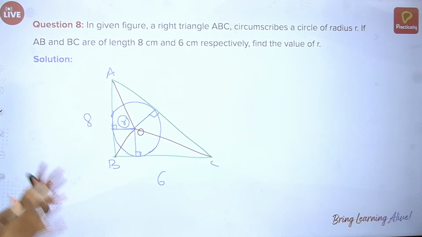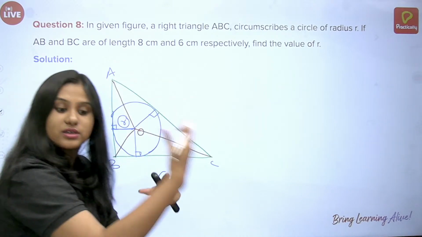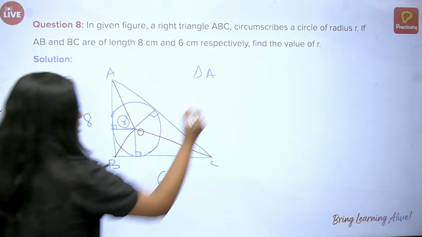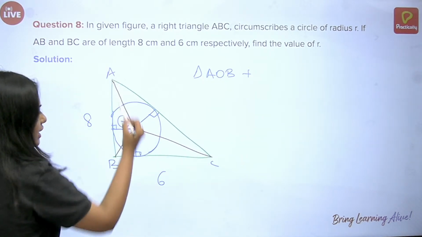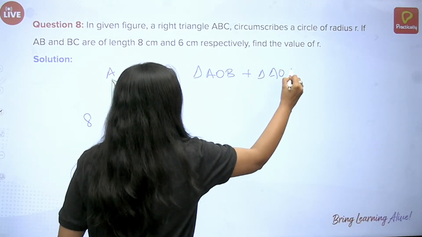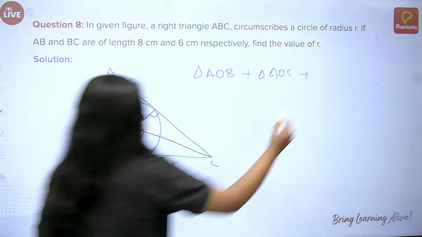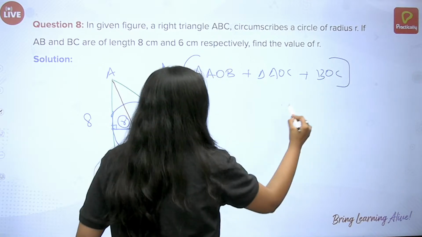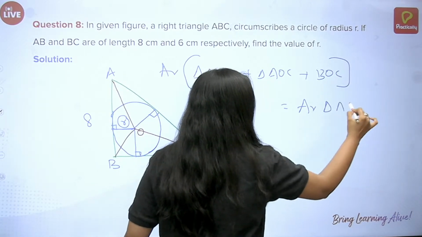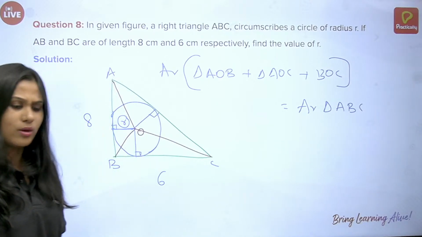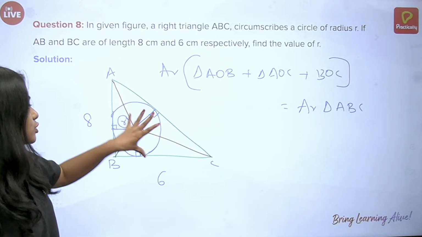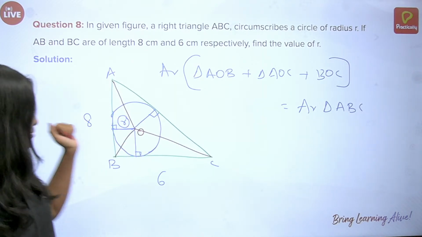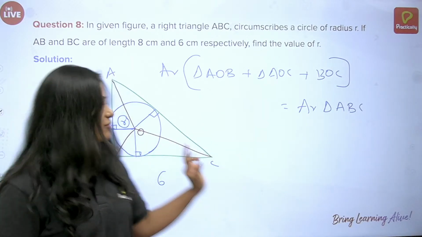If you see carefully, there are three triangles within the triangle. What are those triangles? Triangle AOB, triangle AOC, plus triangle BOC. So the sum of the areas of these three triangles will be nothing but the area of triangle ABC. Correct? Obviously. Okay, r equals 2 centimeters. You are very fast, Sairam. Keep it up. Very good.